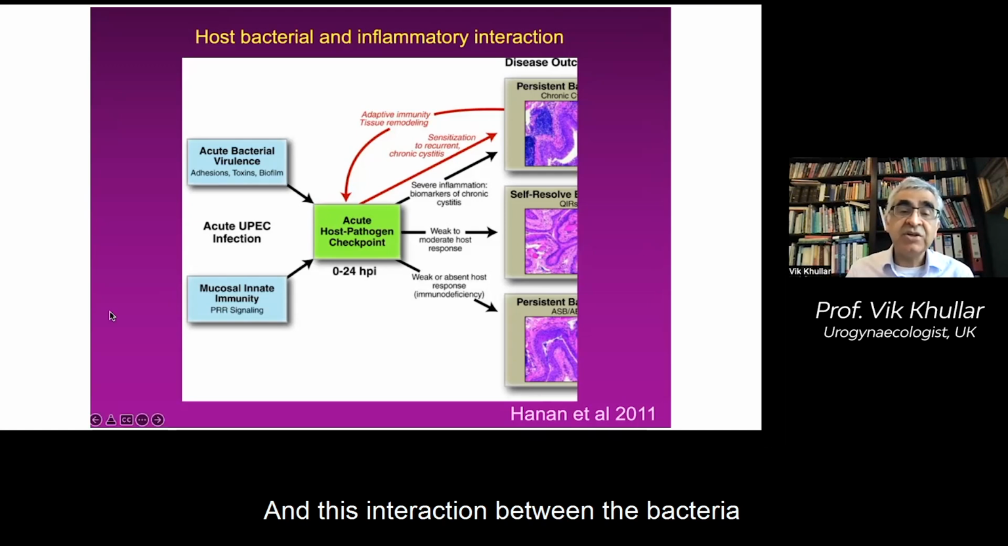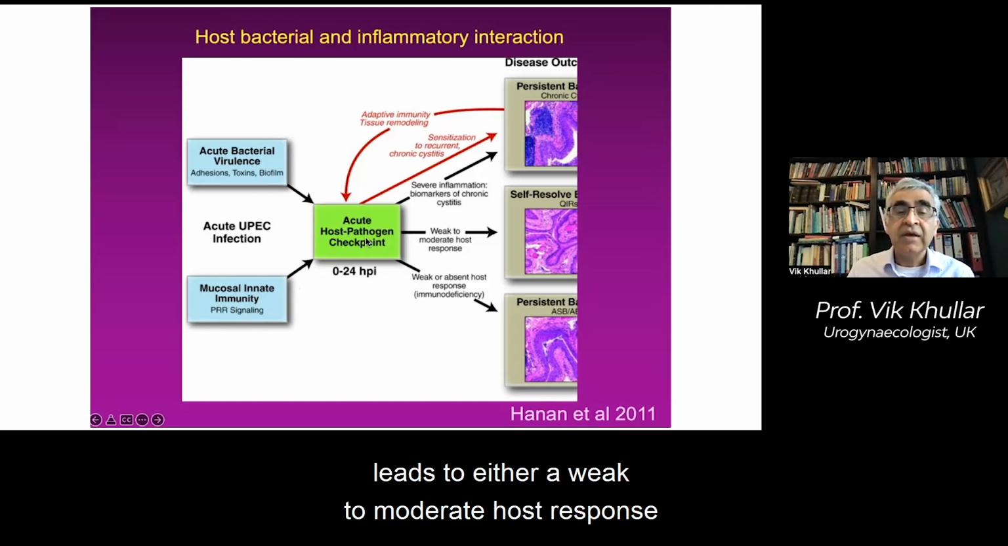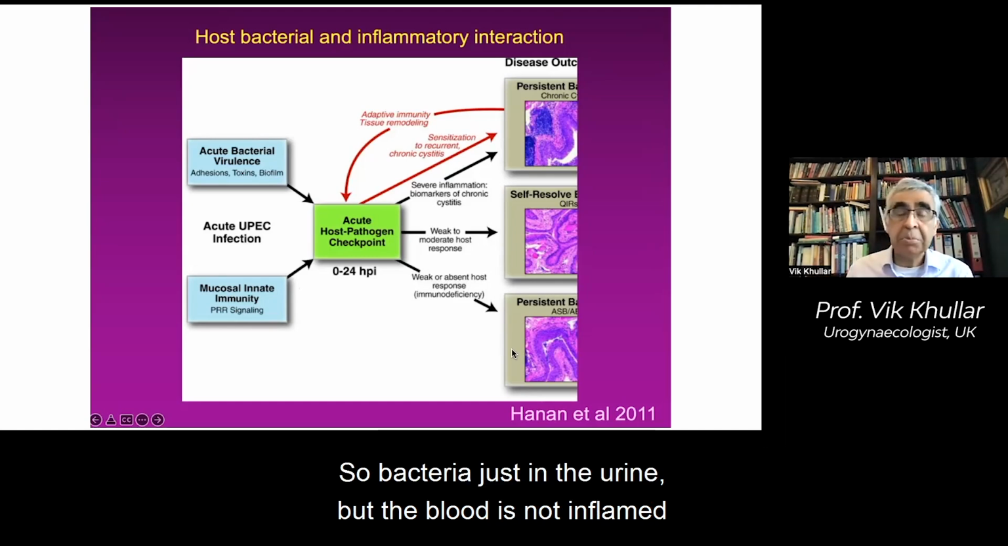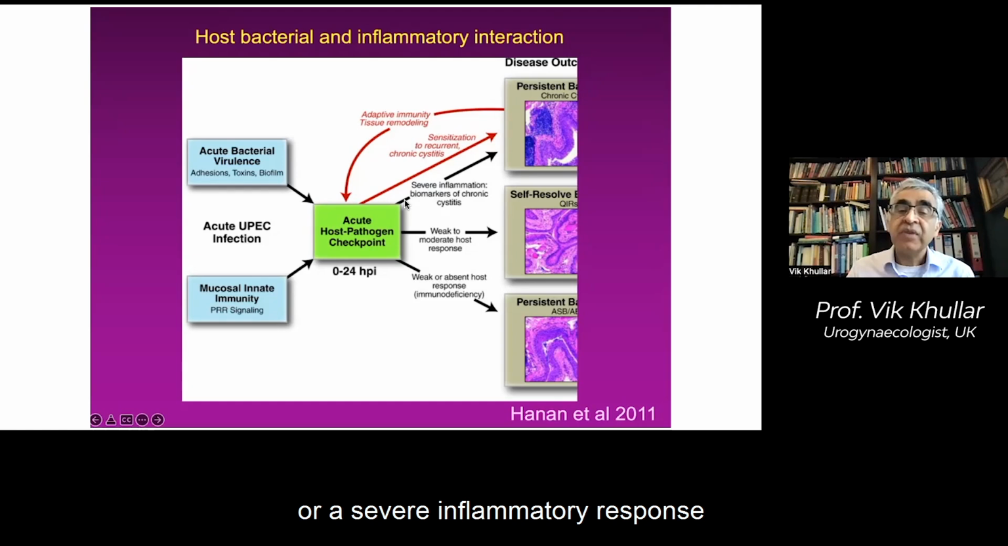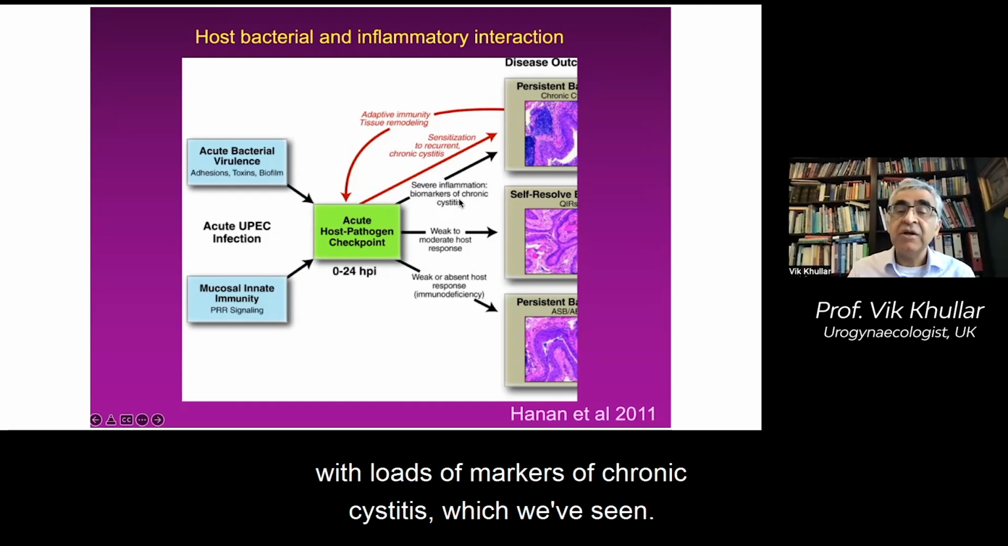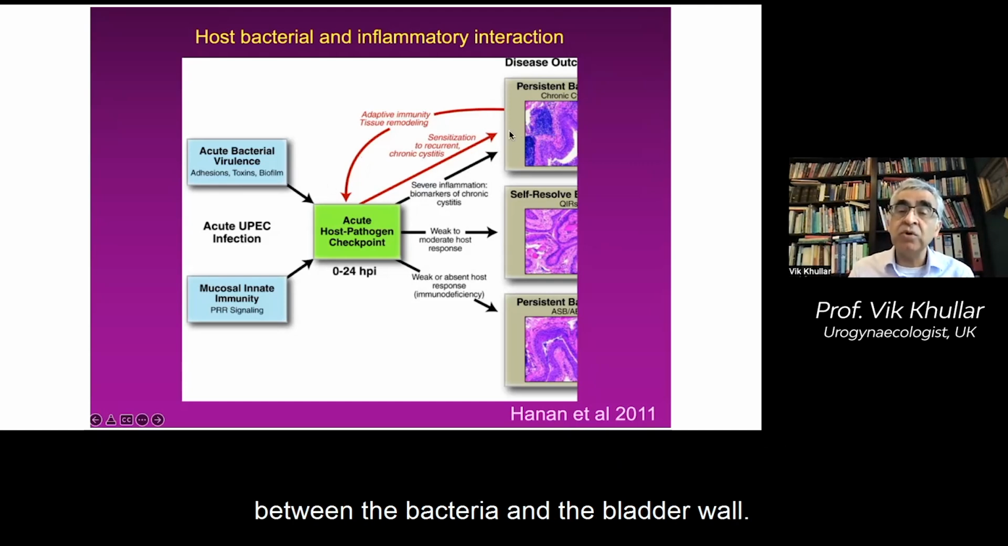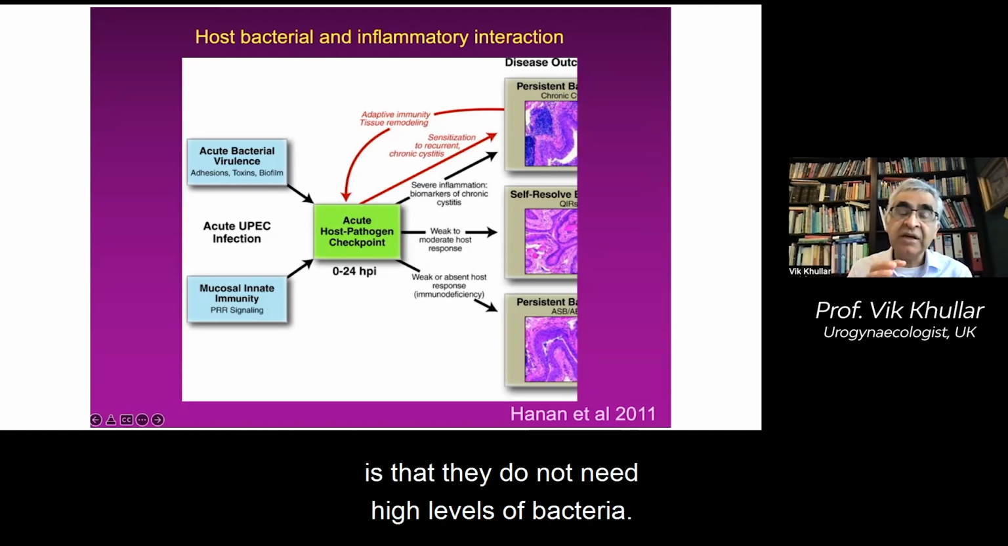And this interaction between the bacteria and the mucosal innate immune response leads to either a weak to moderate host response, which self-resolves the infection, a weak or absent host immune response, which leads to persistent bacteria, so bacteria just in the urine but the bladder's not inflamed, or a severe inflammatory response with loads of markers of chronic cystitis, which we've seen. And then we end up with this constant interaction between the bacteria and the bladder wall. So inflammation, infection.